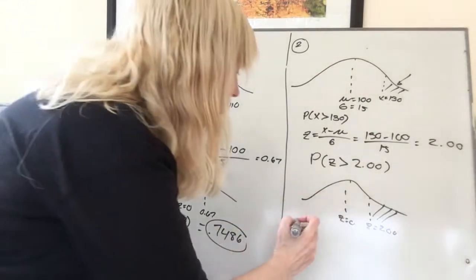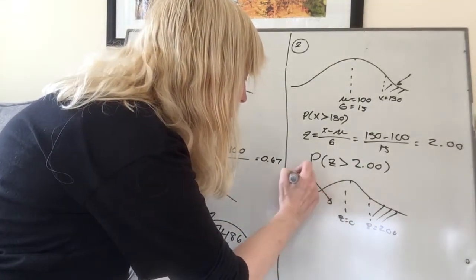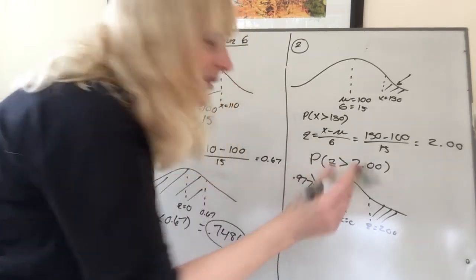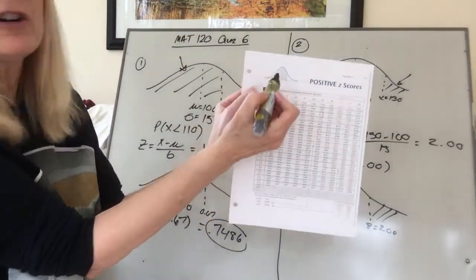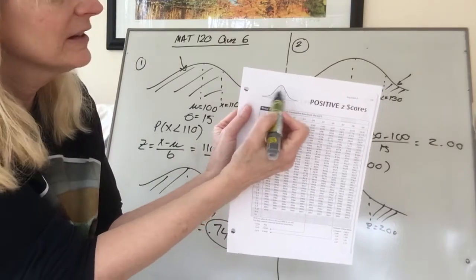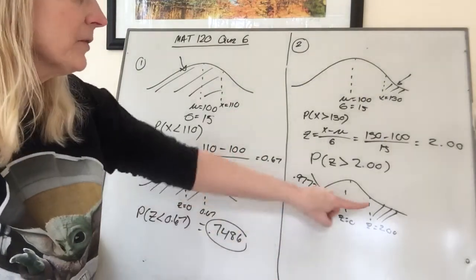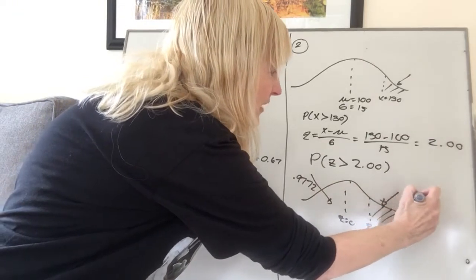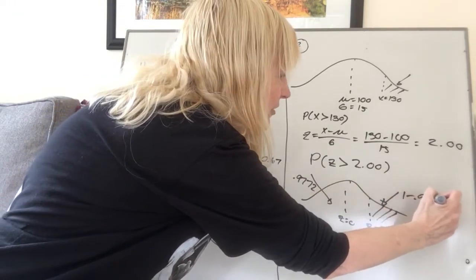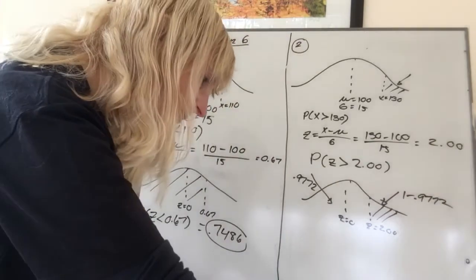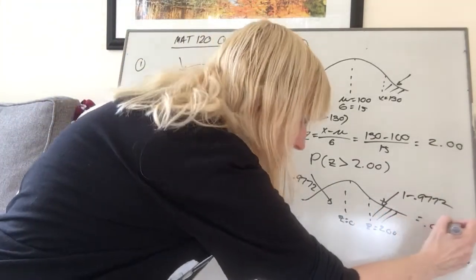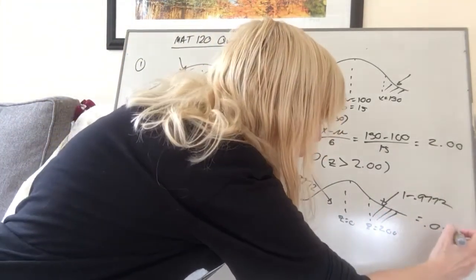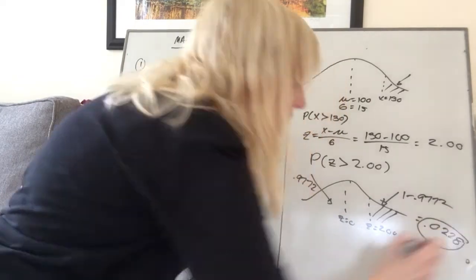Yeah, but actually that's giving you the area to the left, because that's the way this table works. If you look at the picture on the top, it's shaded to the left. But we don't want the area to the left, we want the area to the right. The whole area is 1, so you just do 1 minus 0.9772 on your calculator. And when you do that, you get 0.0228.